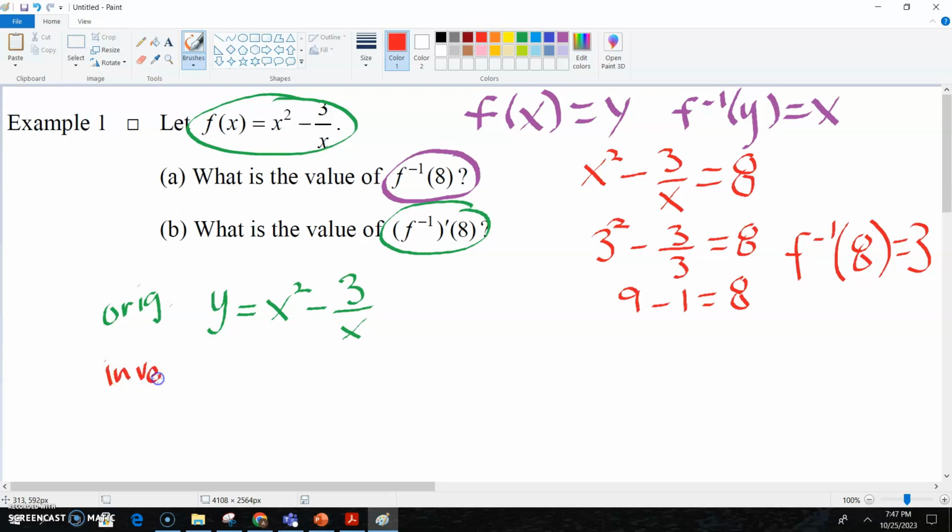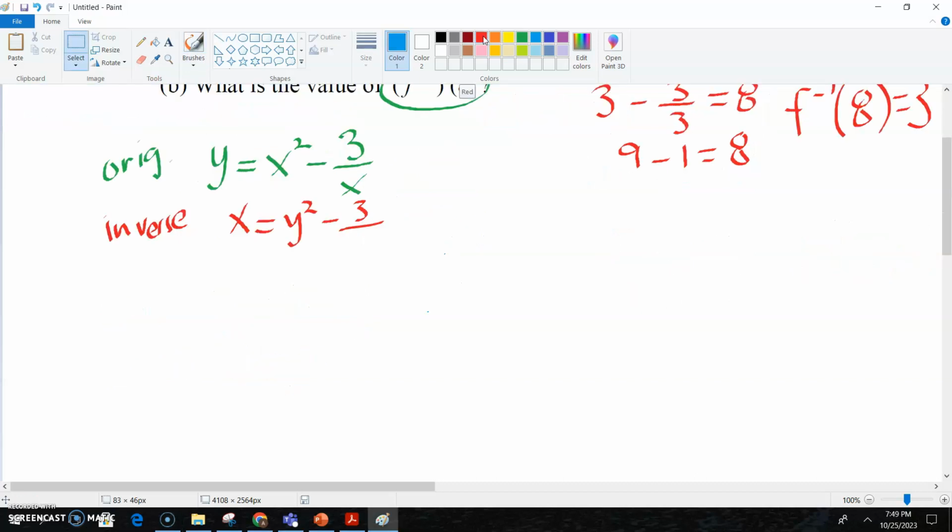We are then going to invert it. So we know that the inverse function simply reverses the roles of x and y, right? So x is now equal to y squared minus 3 over y. Now what we want to do is differentiate this, and we're going to differentiate implicitly. So the derivative of x is 1. The derivative of y squared is 2y, y prime. And then the derivative of negative 3 over y is positive 3 over y squared, y prime.